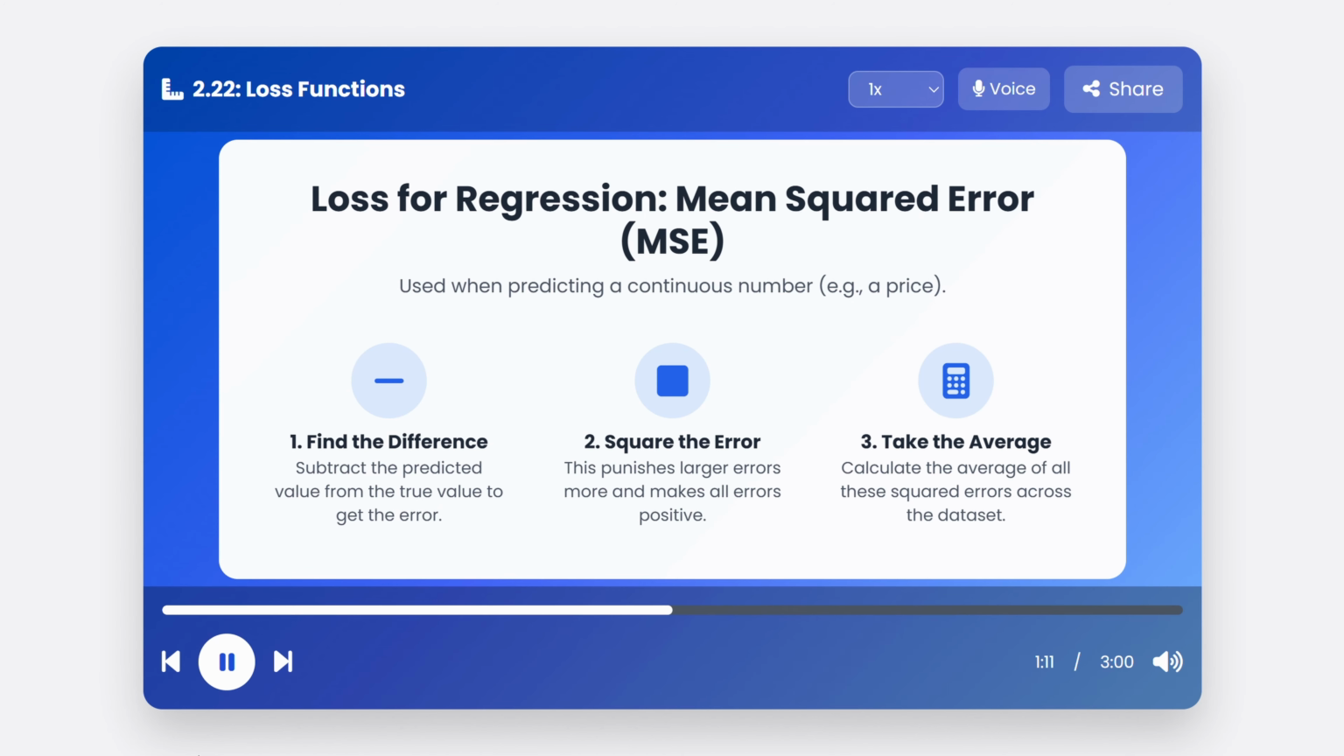The type of loss function we use depends on the problem we're solving. For regression problems, where we're predicting a number like a house price, a common choice is mean squared error, or MSE. It's a simple three-step process. Find the difference between the prediction and the truth, square that difference to punish big errors, and then take the average of those squared errors over the whole dataset.